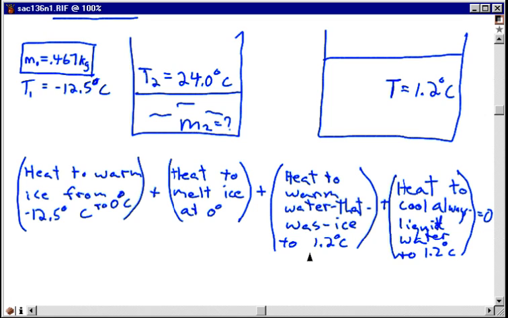For this one, heat to warm the water that was ice to 1.2 degrees, that's from 0 degrees to 1.2 degrees. And there is a temperature change there, plus 1.2 degrees. And then heat to cool the always liquid water to 1.2 degrees, that's from the original temperature of 24 degrees.